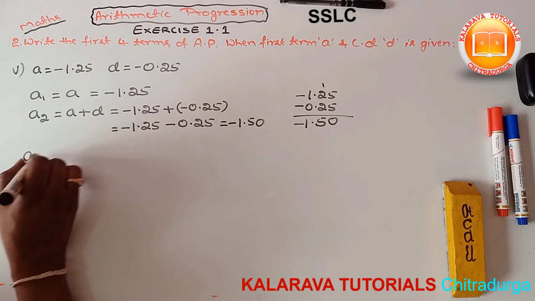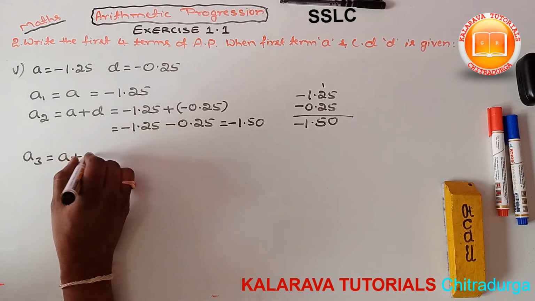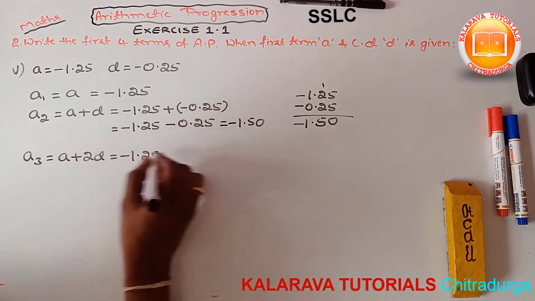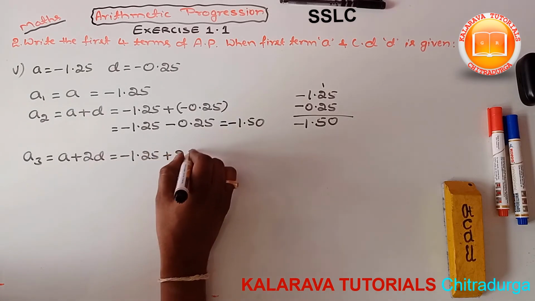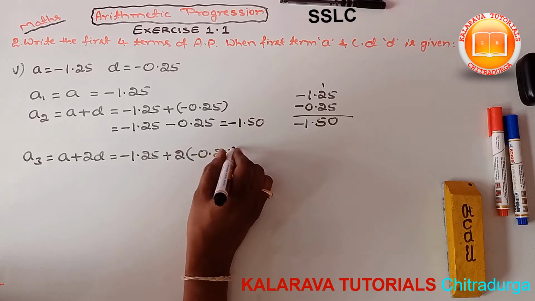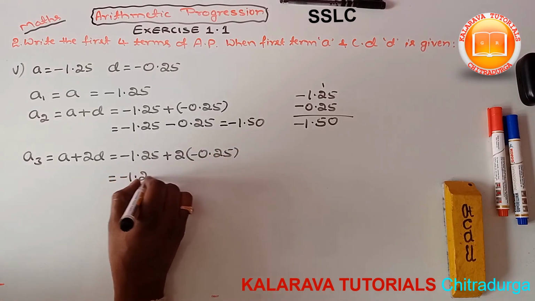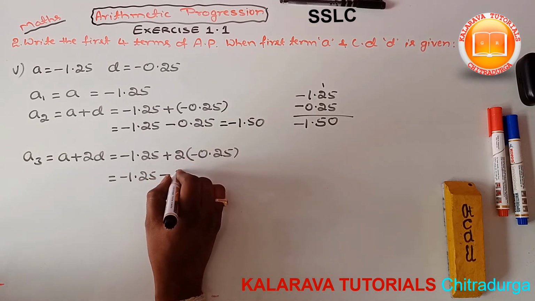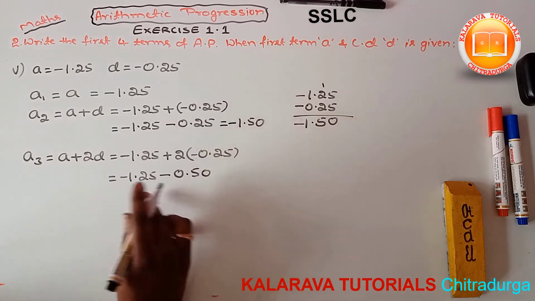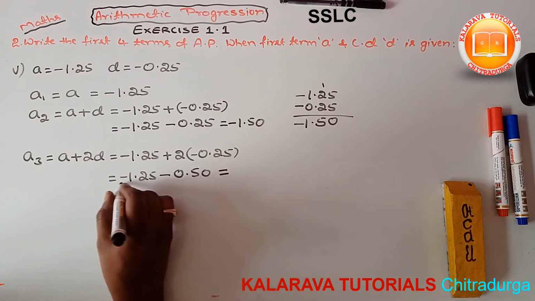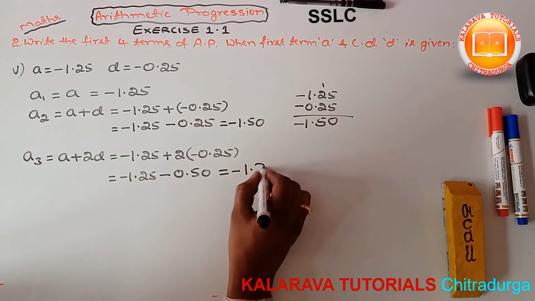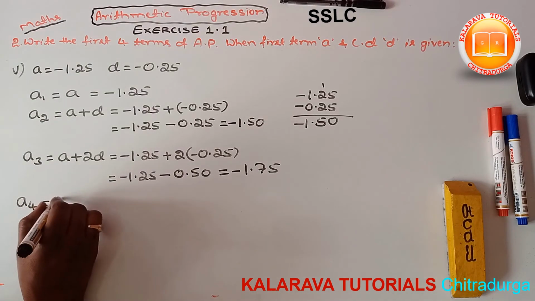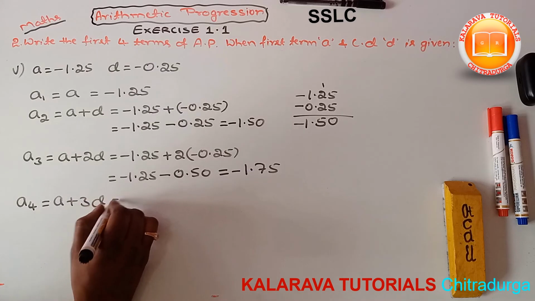So now we have to find the third term. a3 is equal to a plus 2d. Here a is minus 1.25 and plus 2d, 2 into minus 0.25. So that is equal to minus 1.25. You have to multiply these two, plus into minus, minus 0.25 into 2 gives you 0.50. Then you have to add these two terms, both are minus symbol, that means you get 1.75.